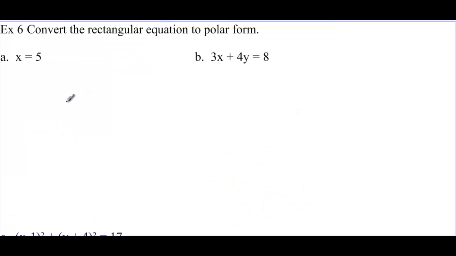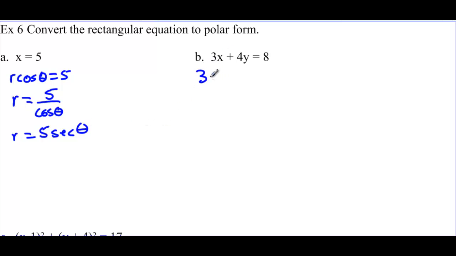In example 6, we're going to convert the rectangular equation to polar form. X is r cosine of theta, and that's equal to 5. When we write polar equations, we want it to say r equals. We'll have to divide by cosine. So we have r equals 5 over cosine theta, and that's r equals 5 secant theta.